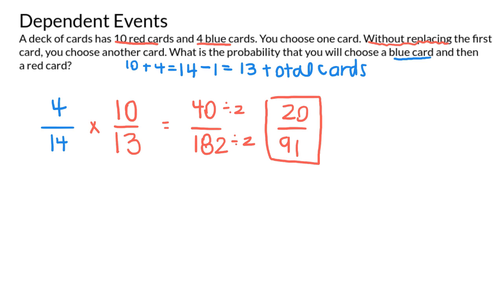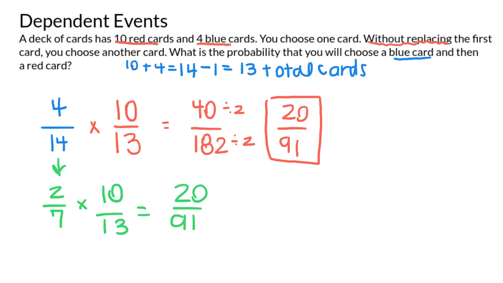I did want to show you a shortcut though. I could simplify 4/14 before I started multiplying. 4/14 simplifies to 2 over 7. So now I'm just left with 2/7 times 10/13. 2 times 10 is 20. And if you take 7 and multiply that by 13, you get 91 right away. So that would just be a simpler way to finding your answer.